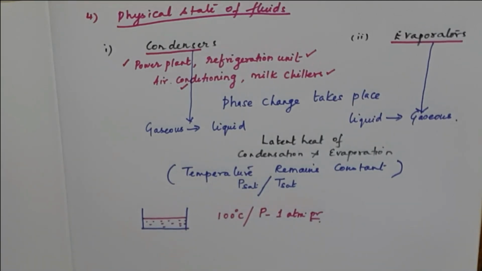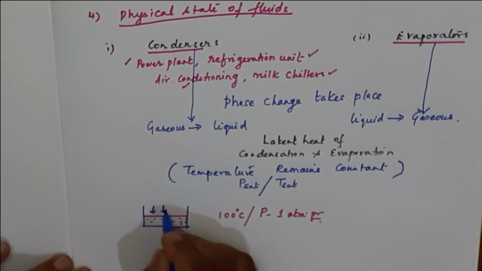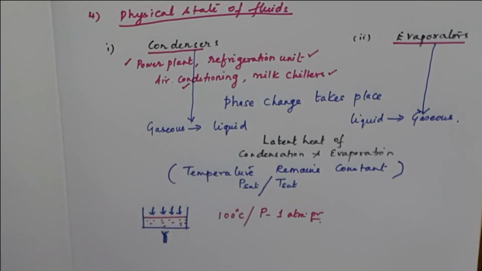So if I boil water in an open pan, what is subjected on the surface of water? Air is subjected. Air acts on the water. Then we heat from below. We are heating the water. When we heat, we are giving the heat energy to the water.